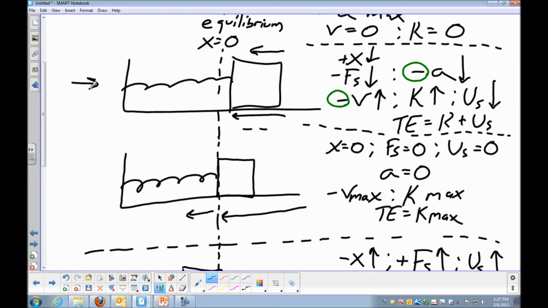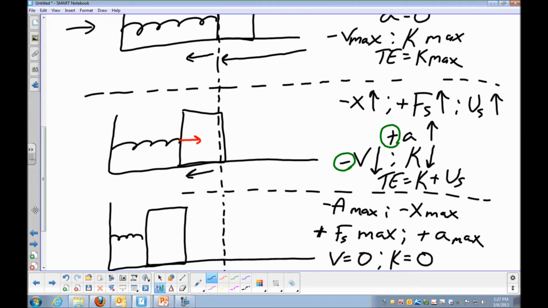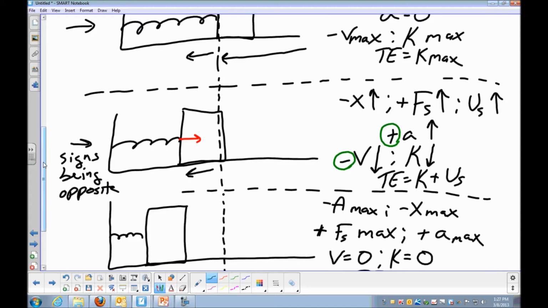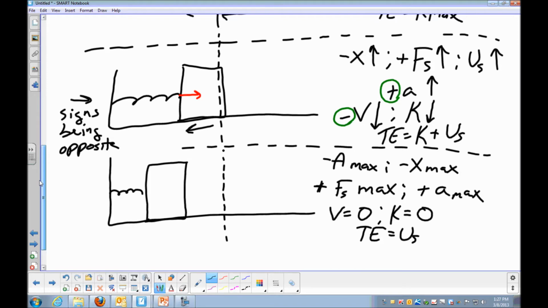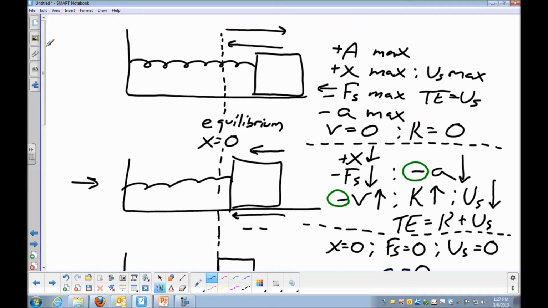We cross our equilibrium point. These conditions are the same. We go beyond the equilibrium point. These conditions are the same, except for the signs being opposite. We get back to the end of positive displacement, and I'm back to my first frame, and we repeat.